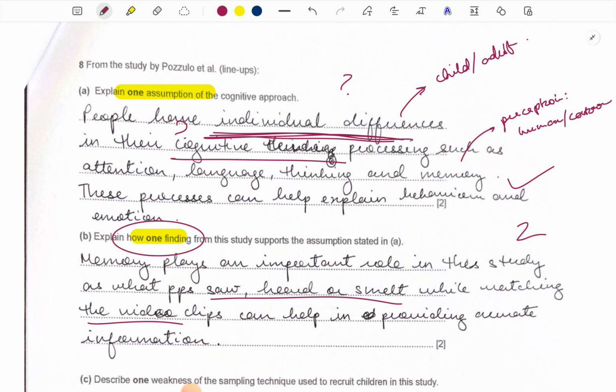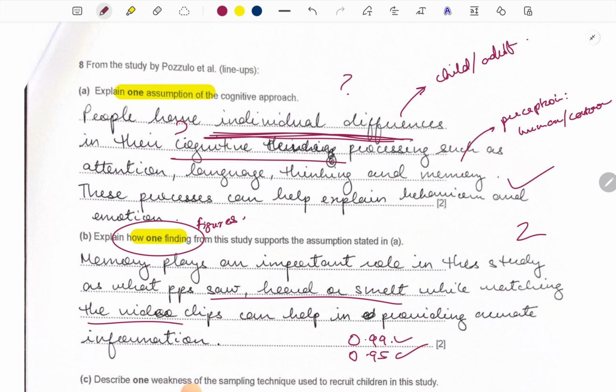One finding is that children had 0.99 accuracy in identifying cartoon faces. Adults had 0.95. So marginally only, but children were better at identifying the cartoon faces. So that shows an individual difference when it comes to cognitive capacity of children and adults. So that's how she needed to relate it, by giving these figures, because it's a finding question.